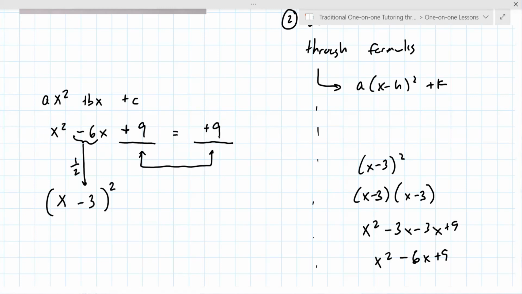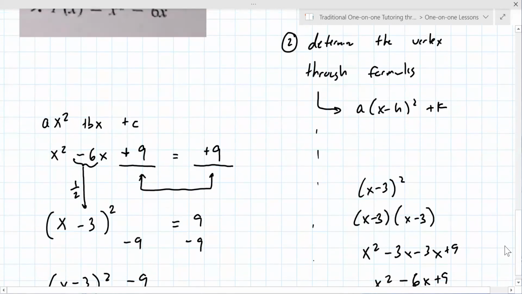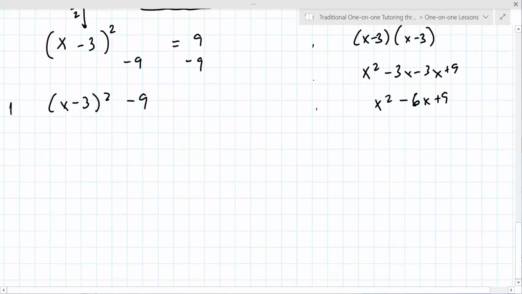So the next step here is to bring this 9 down. So you have this x minus 3 squared equals 9, and then you subtract 9 from both sides. So you get x minus 3 squared minus 9. And then if you go back up to the top, see how it said p of x, you just bring that down. You just say, oh, it's p of x equals that.